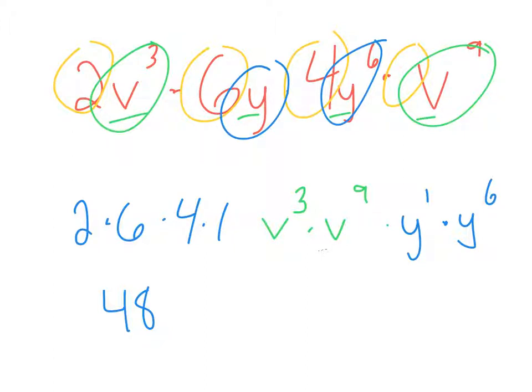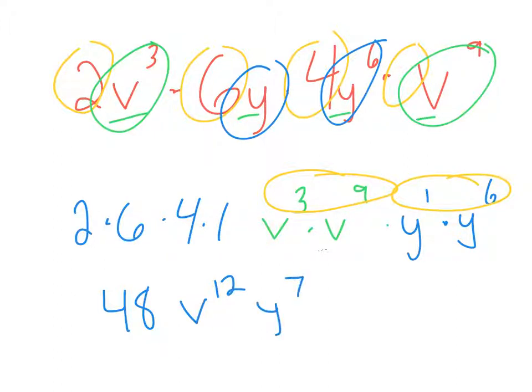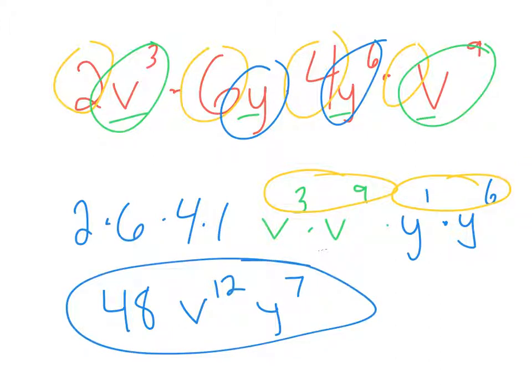So v to the third times v to the ninth, remember what we can do is simply add together their exponents. So that's going to give us v to the 12th power. And then over here I'm adding together the exponents for the y's, and that's going to give us y to the 7th power. And so our simplified answer would be 48v to the 12th, y to the 7th.